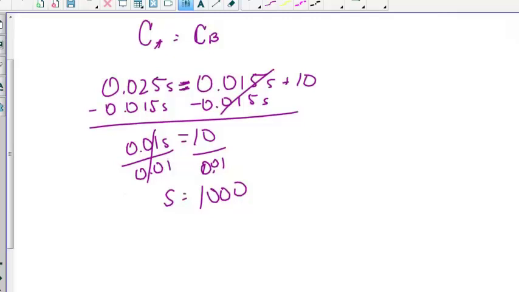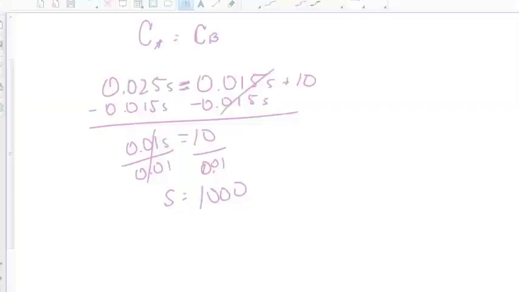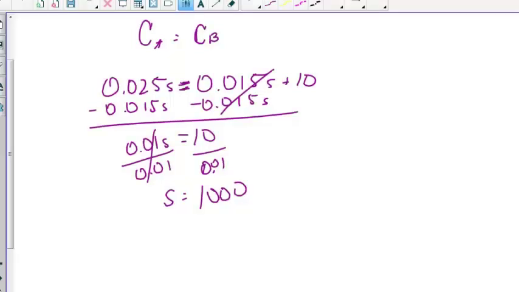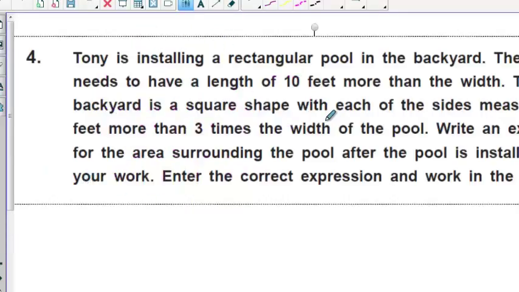Okay, and the last one says, Tony is installing a rectangular pool in the backyard. I'm going to copy this one over. The pool needs to have a length of 10 feet more than the width. The backyard is a square shape with each of its sides measuring 5 feet more than 3 times the width of the pool. Write an expression for the area surrounding the pool after the pool is installed. Show your work.